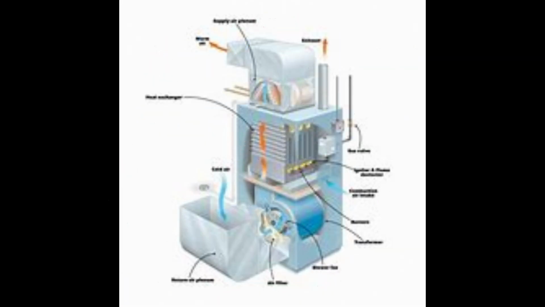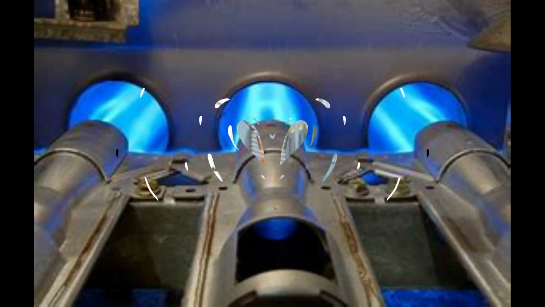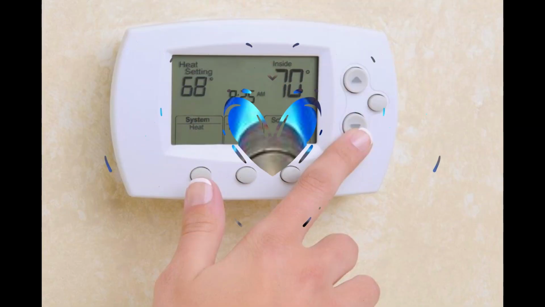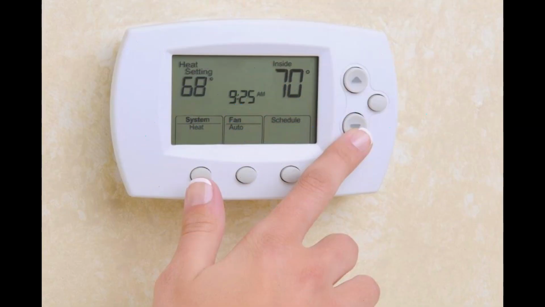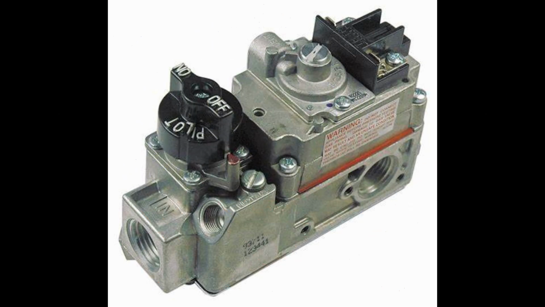As the warm air circulates around the building, cold air is pulled into the return ducts and directed to the furnace where it can be heated again. Once the rooms have reached the temperature set on the thermostat, the system signals the furnace to turn off the gas valve so the furnace stops pushing warmed air into the building. And that's a furnace in a nutshell.